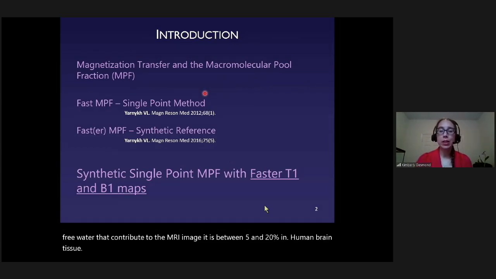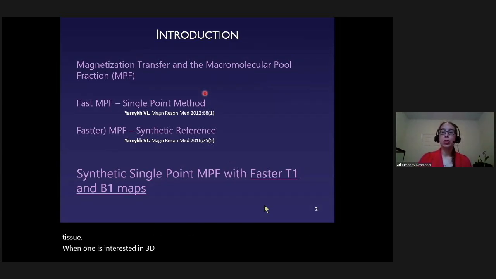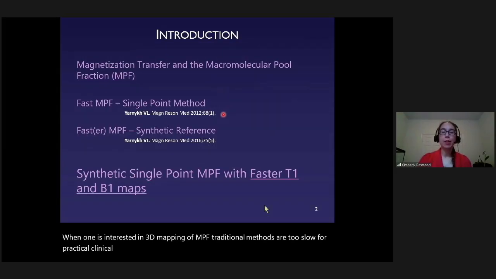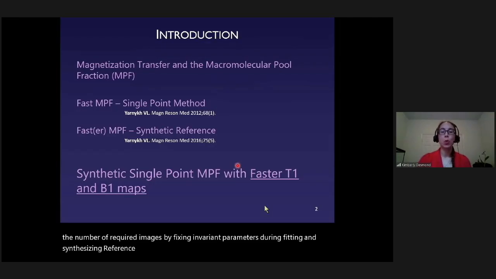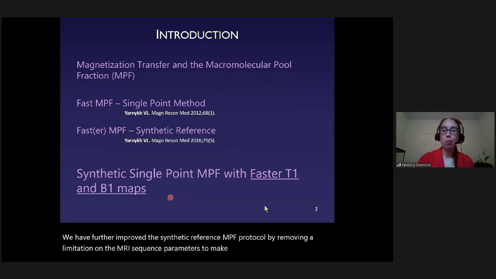When one is interested in 3D mapping of MPF, traditional methods are too slow for practical clinical use. Therefore, faster methods have been developed, which greatly reduce the number of required images by fixing invariant parameters during fitting and synthesizing the reference image instead of taking the time to acquire it. We have further improved the synthetic reference MPF protocol by removing a limitation on the MRI sequence parameters to make the protocol even faster.